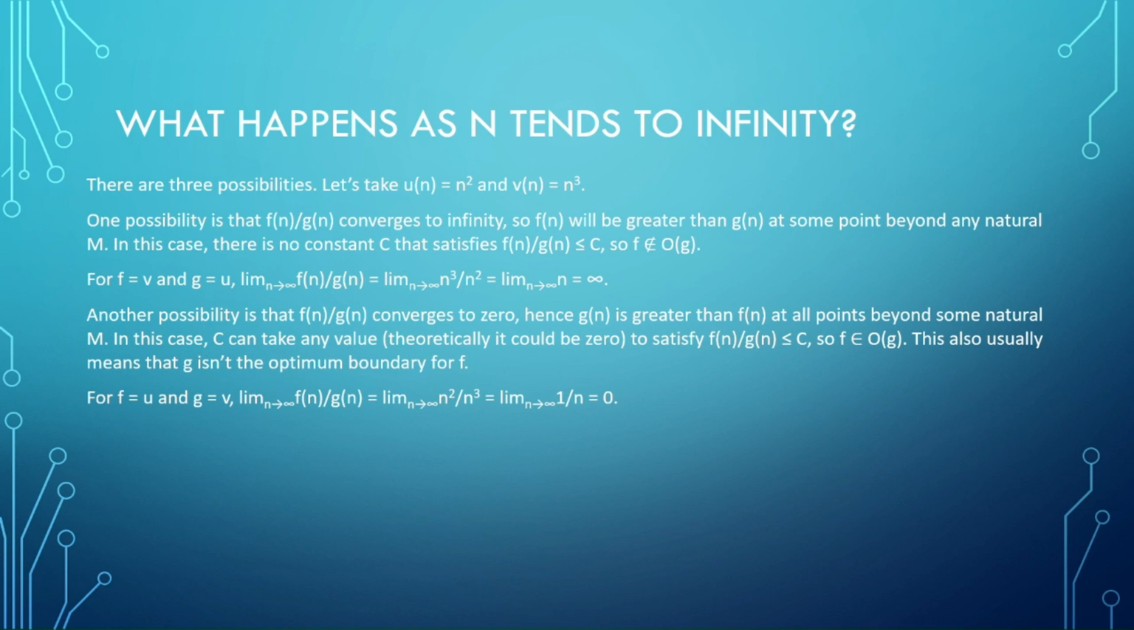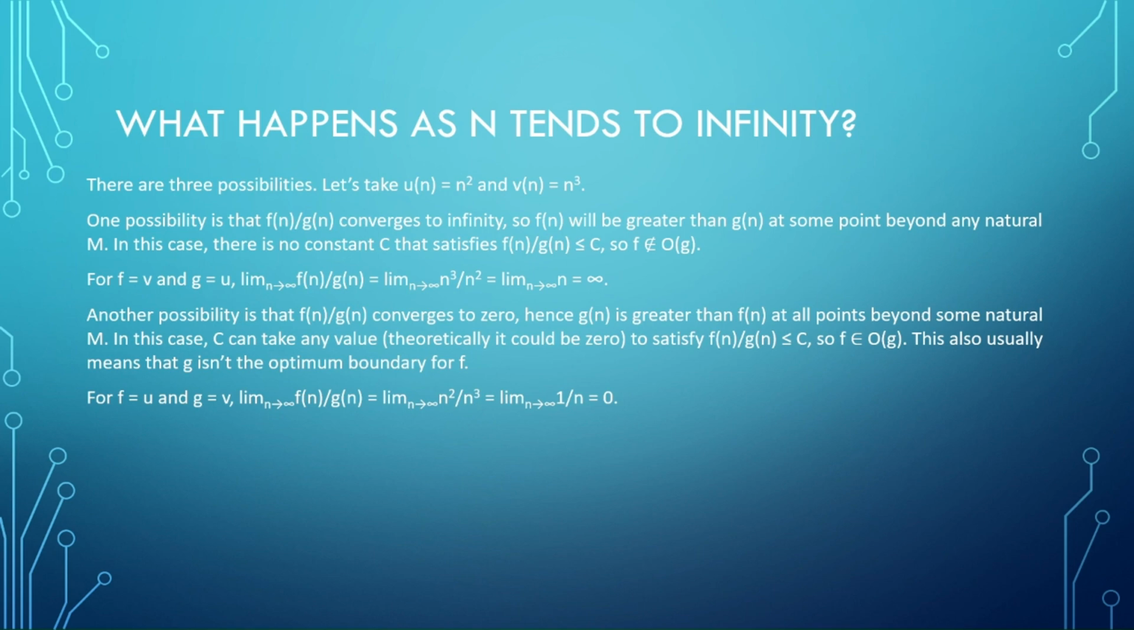So let's say f is equal to u and g is equal to v, as we have at the top, and then f of n over g of n will be equal to n squared over n cubed, which is equal to 1 over n. So the limit as n approaches infinity of 1 over n is 1 over infinity, which is 0, for example.